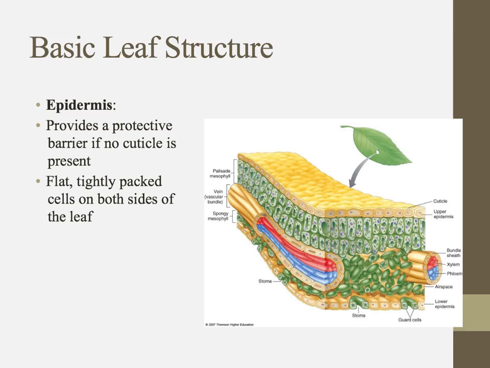Okay, so now on to that epidermis. Again, epi on, dermis skin, so literally on the skin, on the periphery. This is more of a protective layer. So right here and right here. It's made of flat, tightly packed cells on both sides of the leaf. So there's not a lot of gaps in here. They're very flat.